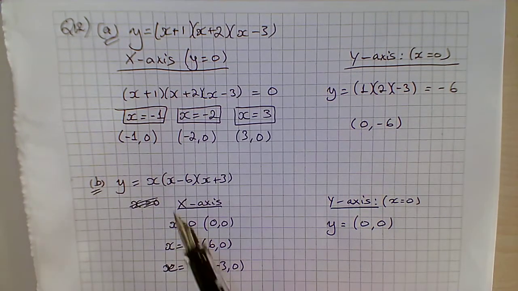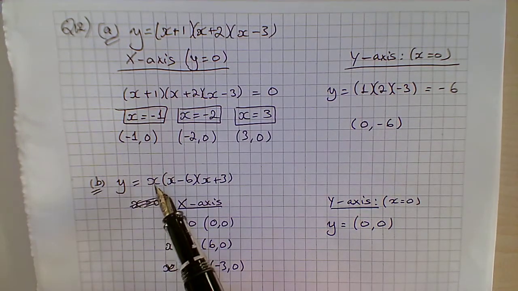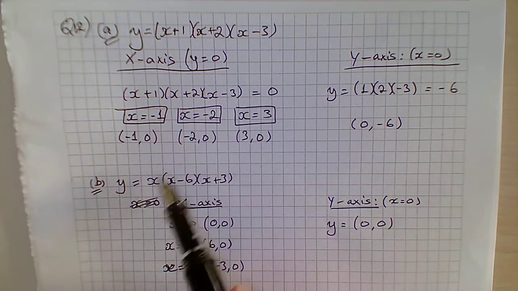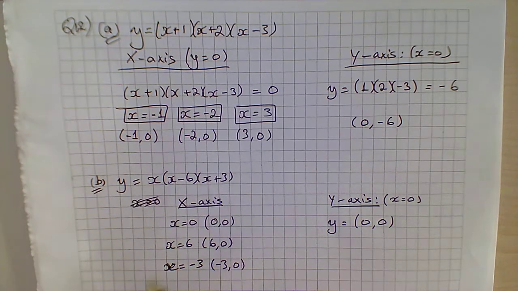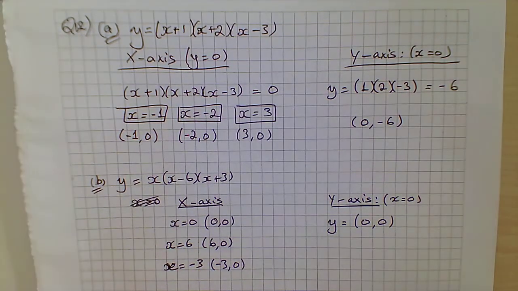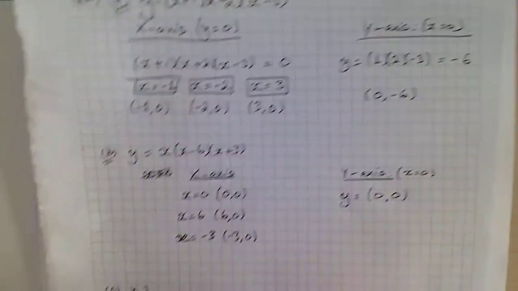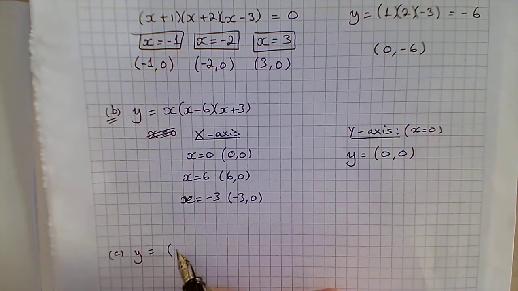We can also see that if we filled in x equal to 0, this one is going to make the whole thing go to 0. So we'll have 0 times negative 6 times positive 3, and that, of course, would be 0. Okay, so whatever way you want to do it, the point where it intersects the y-axis is at 0, 0. So that point there where both x and y are equal to 0 at the same time.